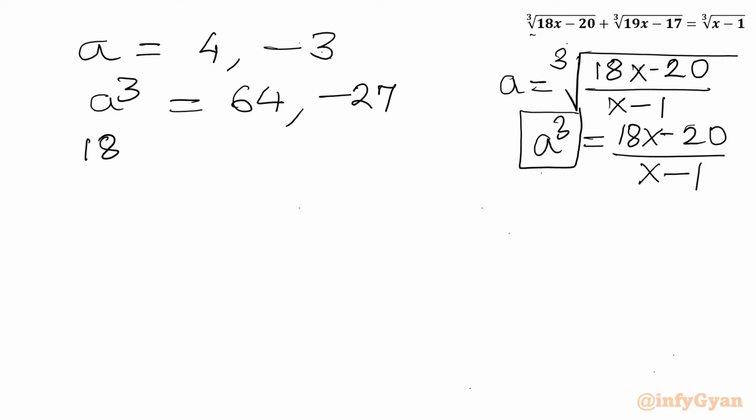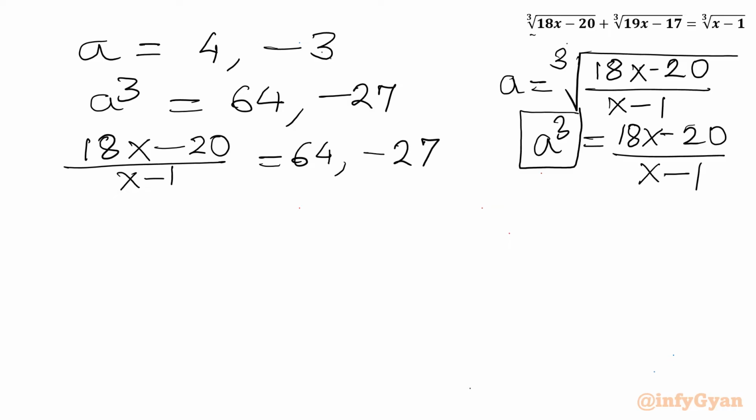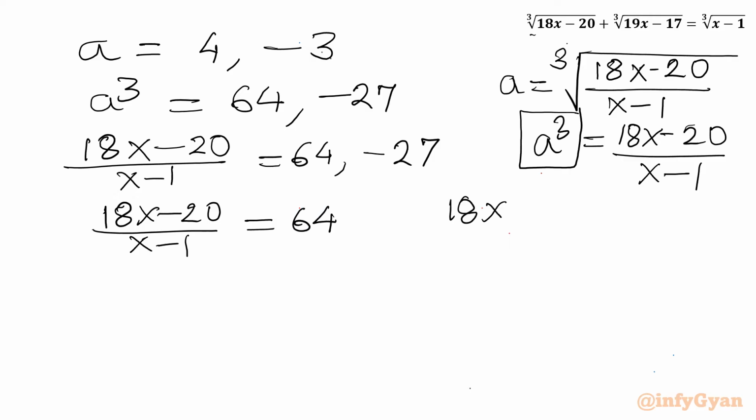Now here I will write the value of a cube. So 18x minus 20 divided by x minus 1 equal to 64 minus 27. So let me write here 18x minus 20 divided by x minus 1 equal to 64, and 18x minus 20 divided by x minus 1 equal to minus 27.